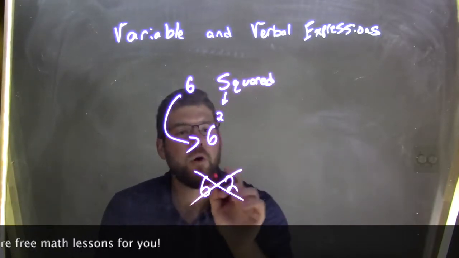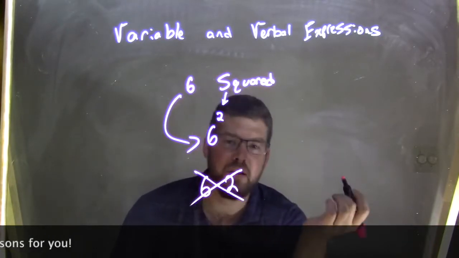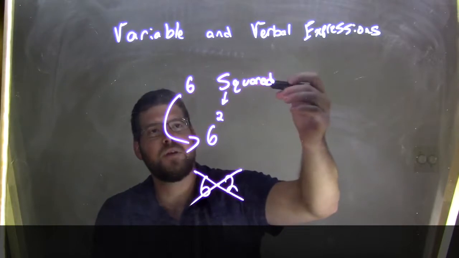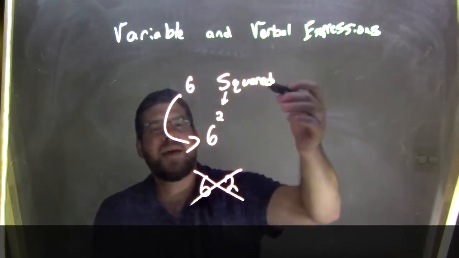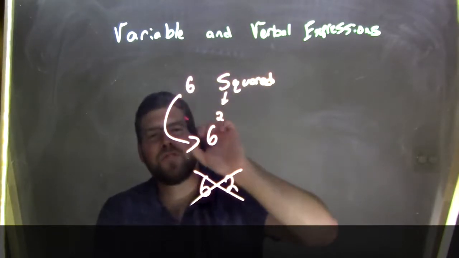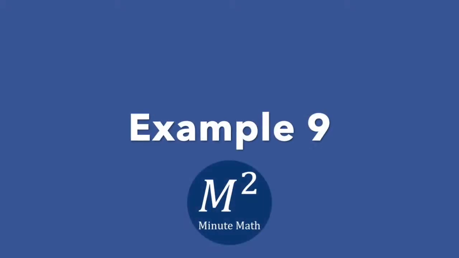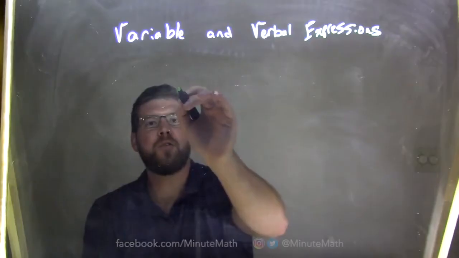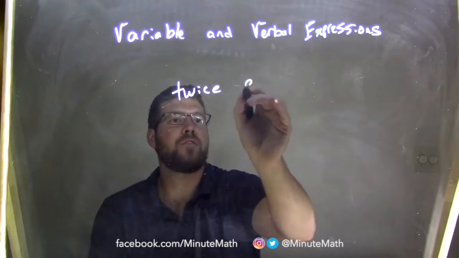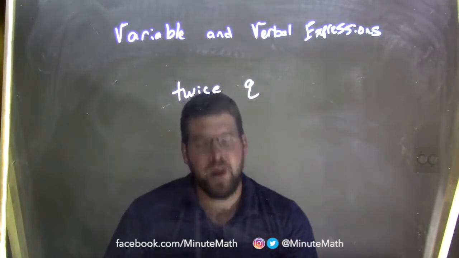That's wrong. That's multiplication. That is not squared. 6 squared is 6 times 6, which is 36. So if I take this verbal expression of 6 squared and I make it into a variable expression, I take 6 and I square it, put the 2 up top into the exponent. Now, the next one is twice the letter q, so twice q, and I wanted to convert that into a variable expression.